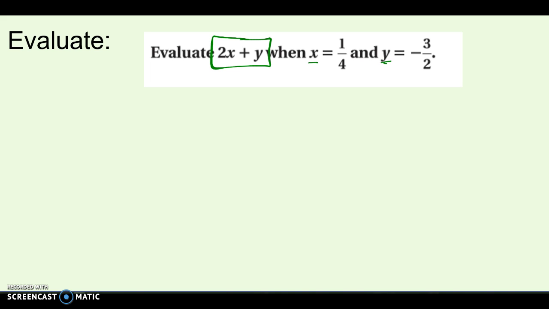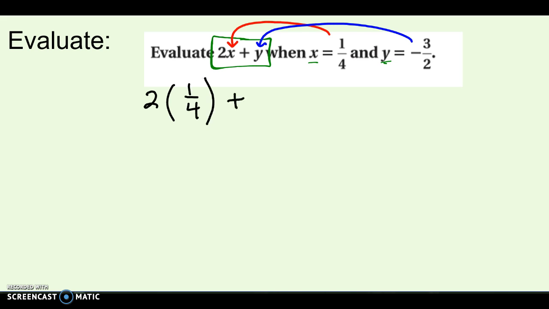So anytime you see something like this where they tell you what the variable is, plug that in for the variable in the expression and rewrite it. So I'm going to rewrite it with the x and the y both filled in there where they go. So that would look like this. I have 2, and then x is equal to 1/4, and then I'm adding, and y is equal to negative 3/2.